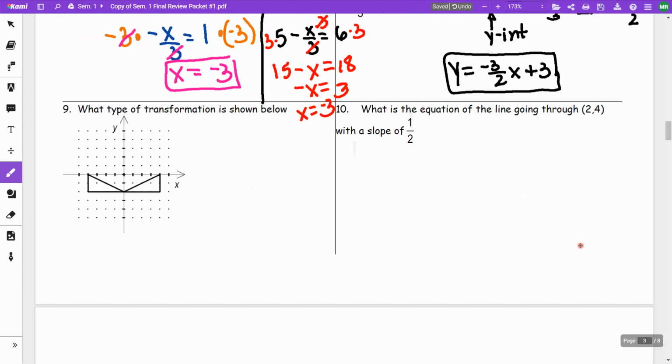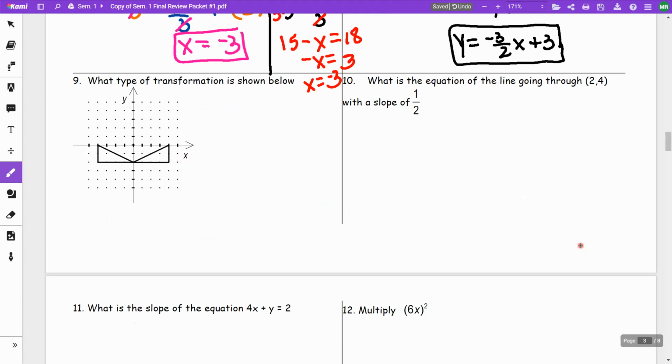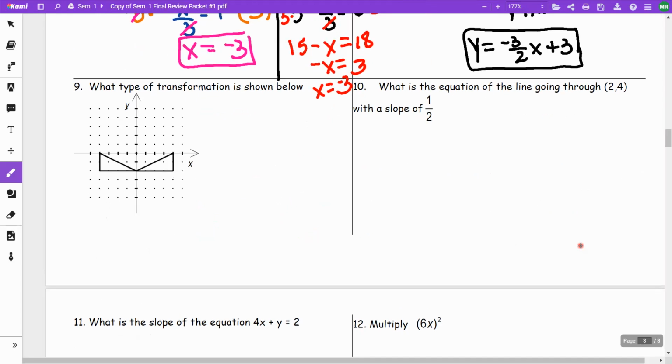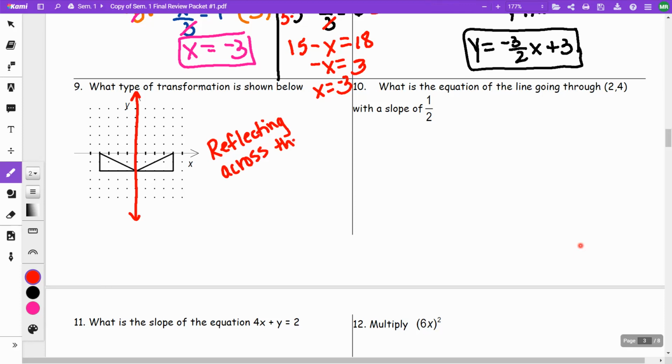On number 9, what type of transformation is shown below? So what's happening here is this y-axis is the line of symmetry. So we are reflecting across the y-axis. And I'll put in parentheses, the y-axis is actually the equation x equals 0. So I'll also put across the y-axis, which is x equals 0.